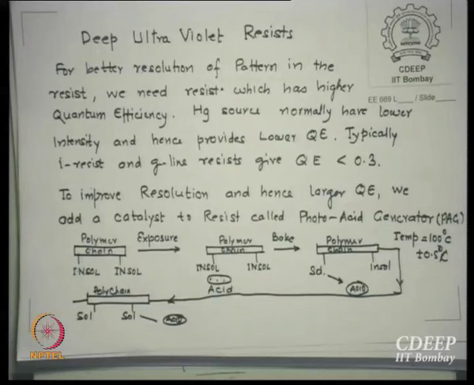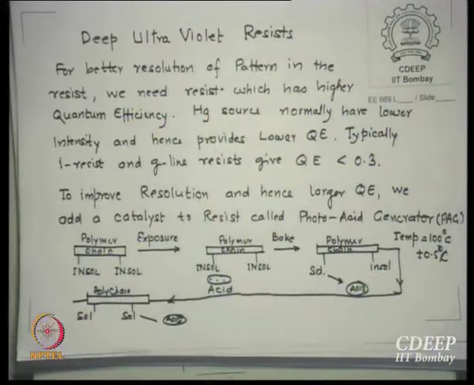For better resolution of pattern in the resist, we need resists with higher quantum efficiency. What is quantum efficiency? Better light absorption. We will model how much energy is required to expose the thickness of resist: I equals I0 e to the power minus alpha x. We will model how much absorption there is in this thickness, like the Grove-Deal model, and how much exposure it gives. We will do that model tomorrow. For better resolution, the mercury source normally has a lower intensity and hence provides lower quantum efficiency. Typically I-line or G-line resist gives quantum efficiency less than 0.3.